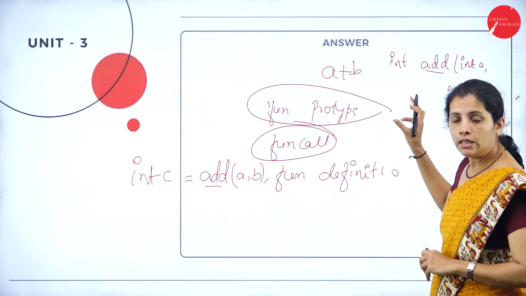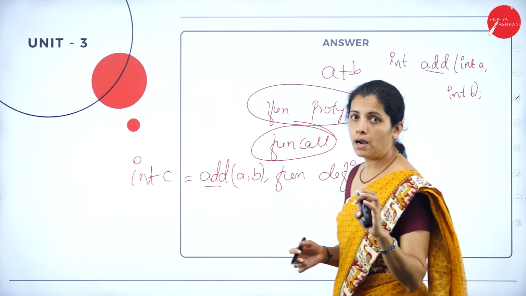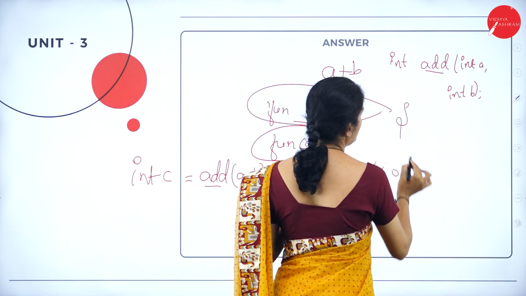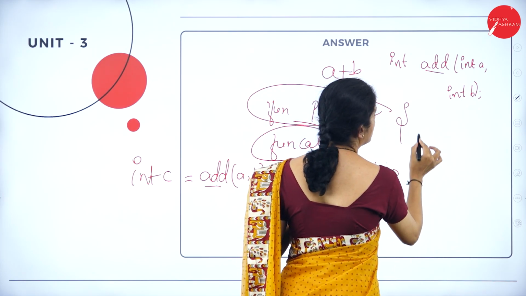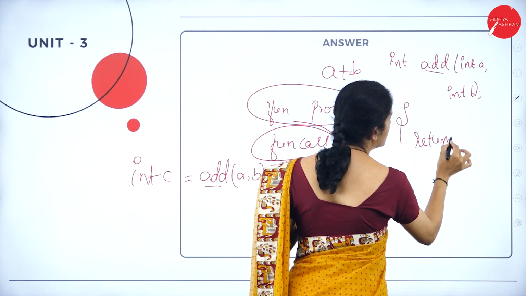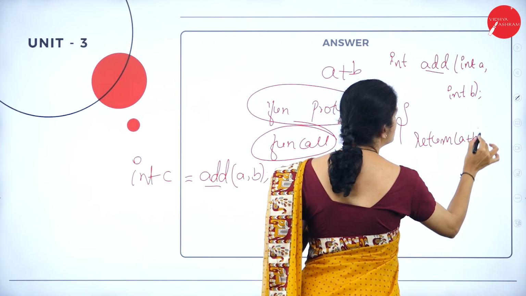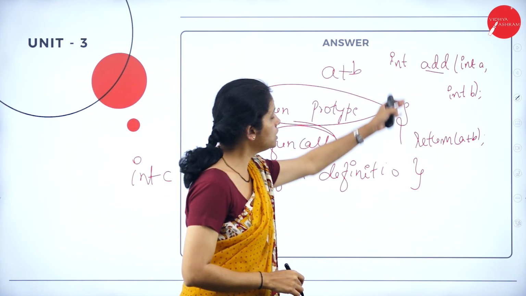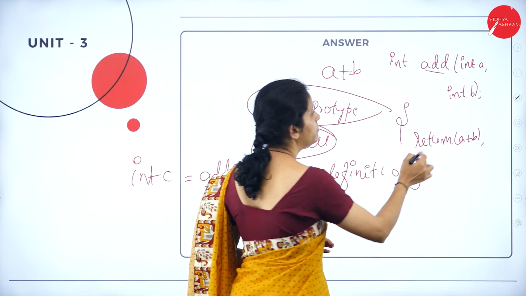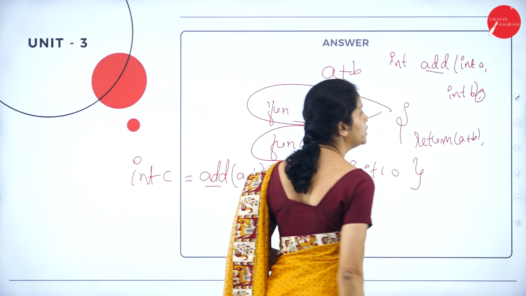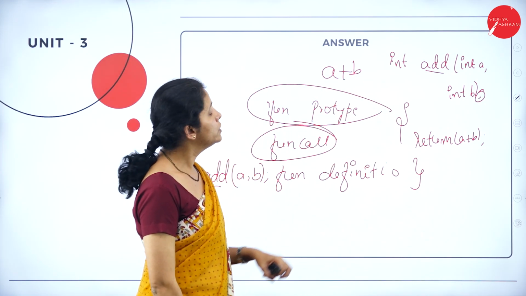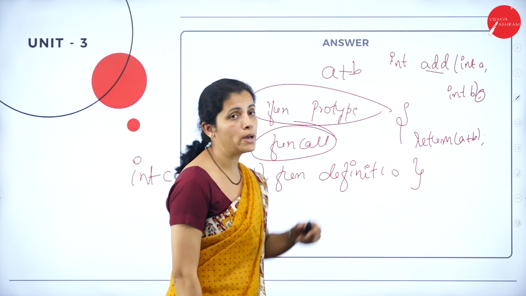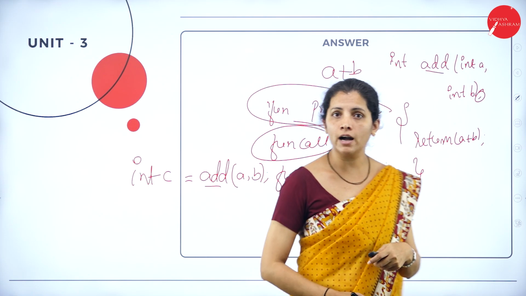Where am I going to write the body of the function? In my function definition. See here, if I write return A plus B, this is nothing but the body of the function. So this whole thing together is called the function definition. This time no need to write the semicolon. Your function definition includes the function prototype as well as the body of the function.